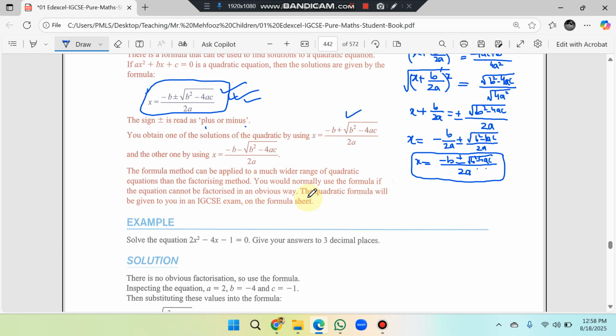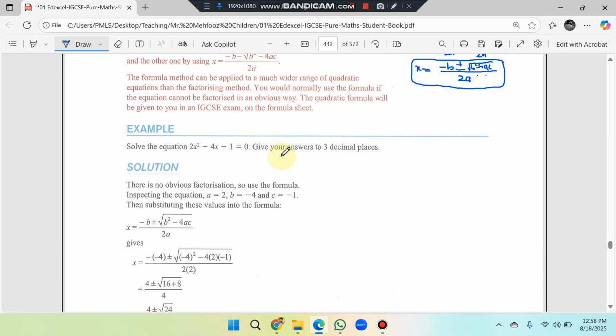So this formula can be given in the examination on the exam sheet, and all quadratic equations can be solved by using this formula. Whether the equations are easier or harder, we can use this formula to solve them easily, right? This is the effective method to solve quadratic equations.